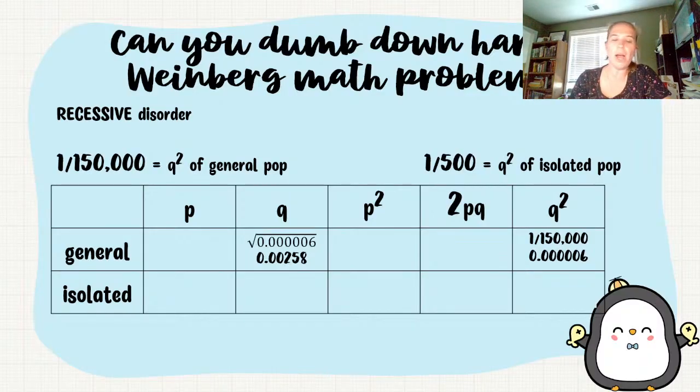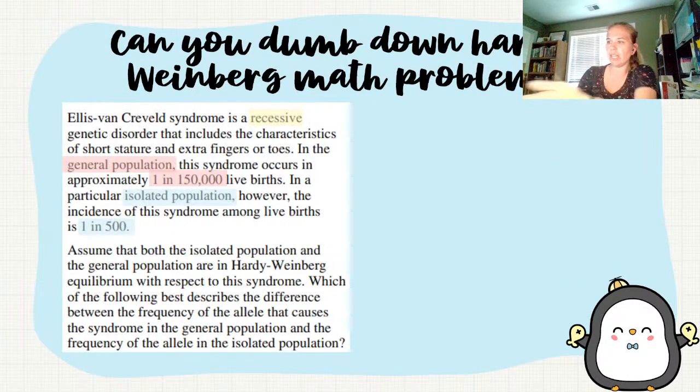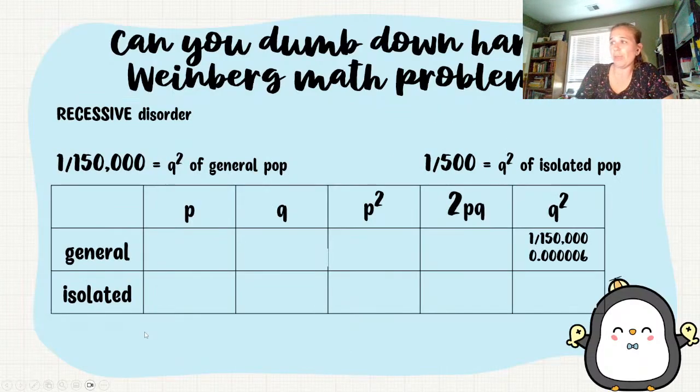Now, do I need to solve for p squared and 2pq? Well, no, because they just want to know what the allele frequency is, right? If I look here, what is the frequency of the allele that causes the syndrome? I only need to know what q is. So I'm actually not going to solve for p squared or 2pq, okay?